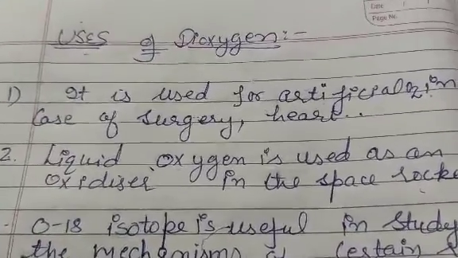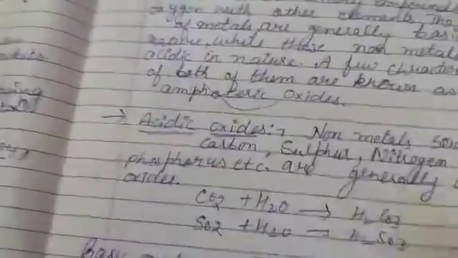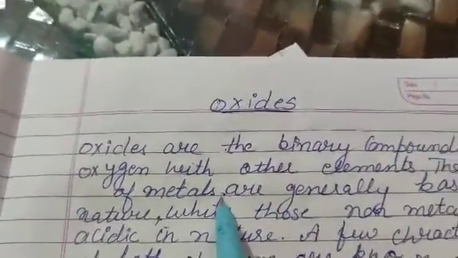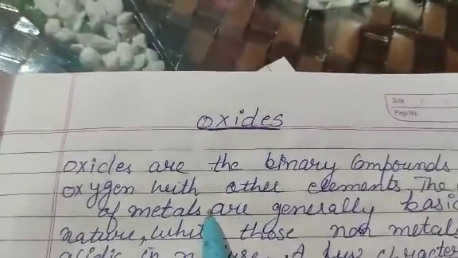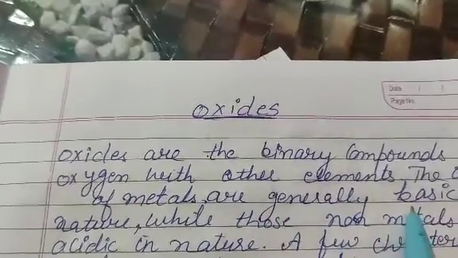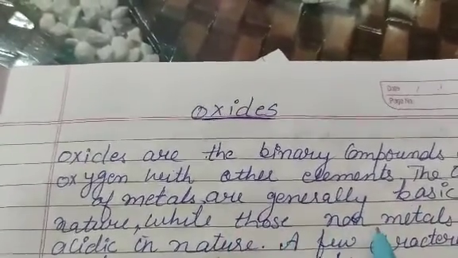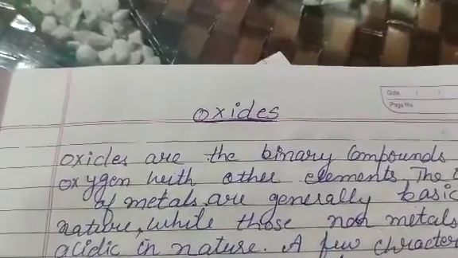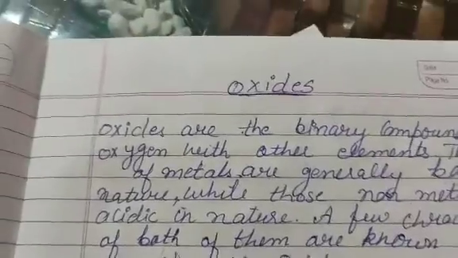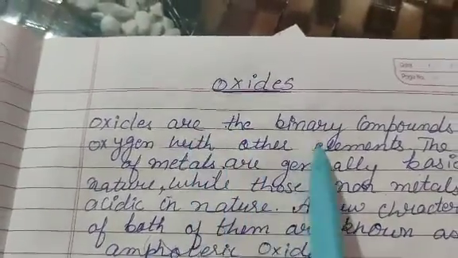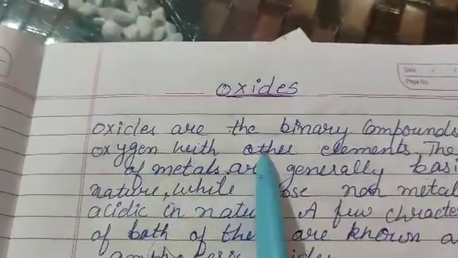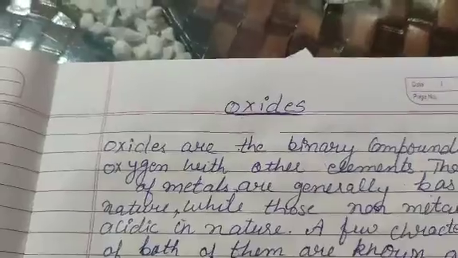Clear? So next topic is oxides. So what are the oxides? Oxides are the binary compounds of oxygen with other elements. The oxides of metals are generally basic in nature, while those of non-metals are acidic in nature, and a few are of both characteristics, known as amphoteric oxides. Means oxide क्या है हमारे पास? These are the binary compounds of oxygen with other elements. Means whenever oxygen binds with other elements, it forms oxides.